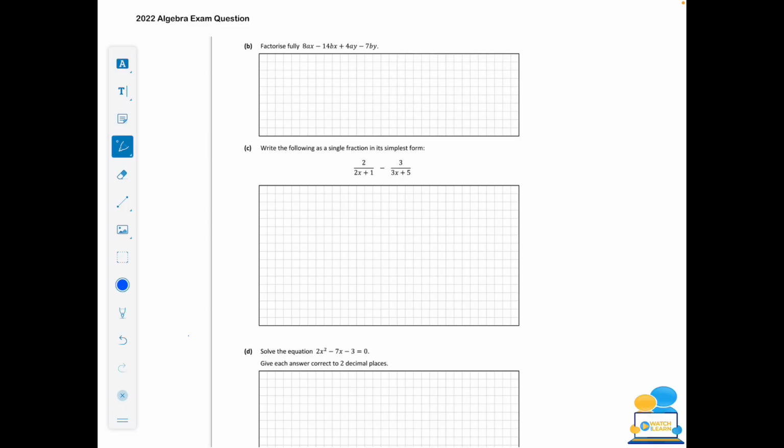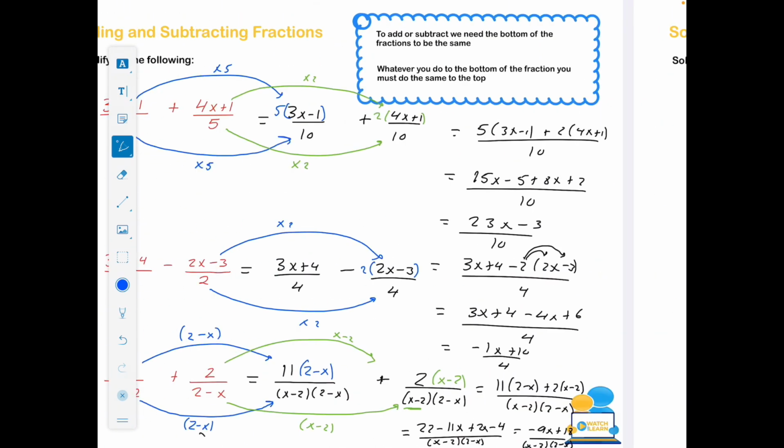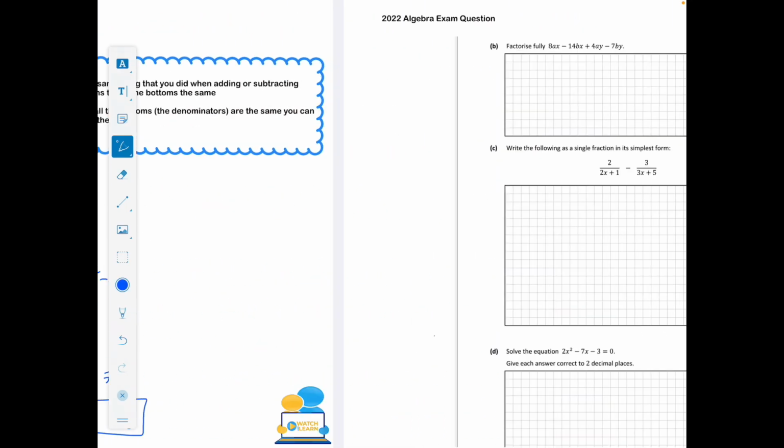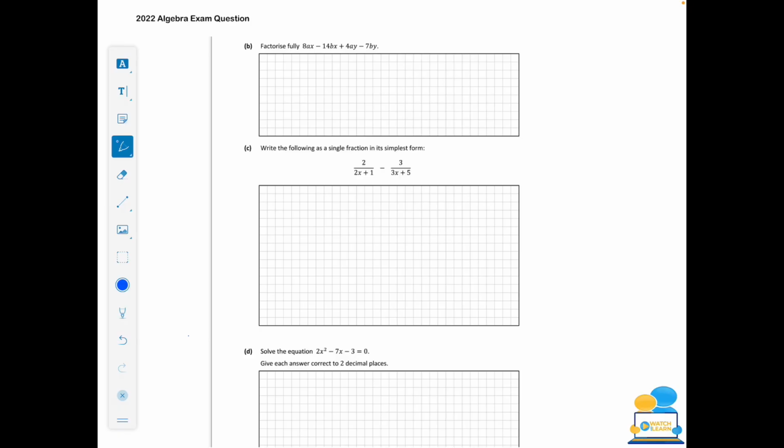The second part then was simplifying a fraction, so adding or subtracting fractions. That would be very like the last example we did here where we had algebra on the bottom. It's extremely like that, so you'll follow the same method. And then the last part is solving the equation. So it's solving a quadratic. We're going to use the minus b formula for that.